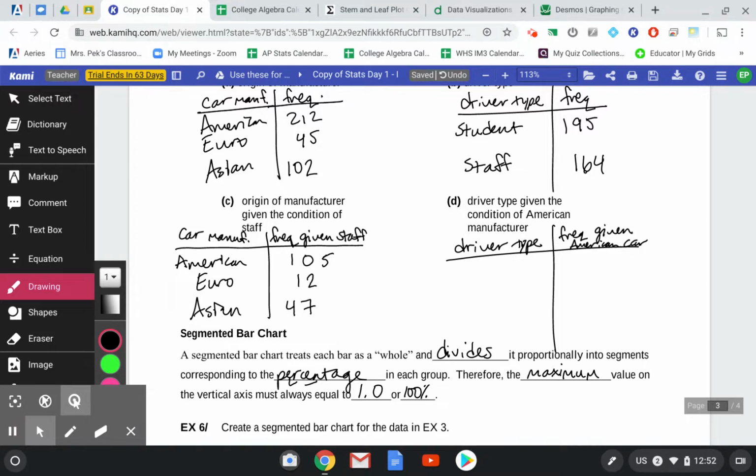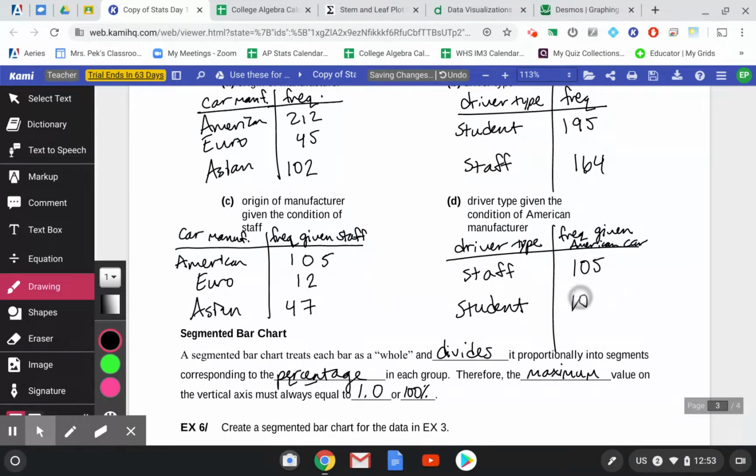Part D says they want the marginal distribution for the driver type. So now I'm going to focus on staff and students. Whoops. Well, that's okay. Doesn't have to be in any specific order. I flipped the order, but that's okay. Staff and student. And I want to, given the condition of American manufacturer. So out of all the American cars, how many staff members had American cars? It was 105. And how many students had American cars was 107.